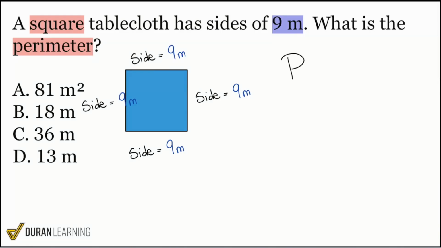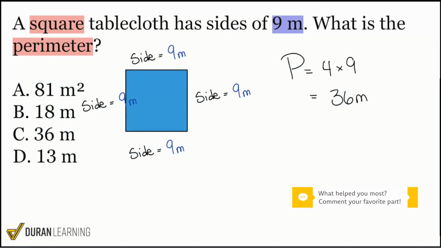So here we are. If we multiply 4 by 9, we end up getting 36. And there we go. The perimeter here of this square tablecloth is going to be 36 meters, and we're all done.